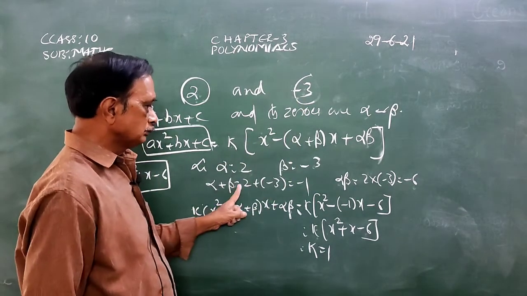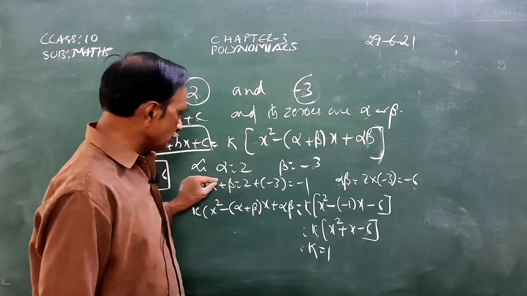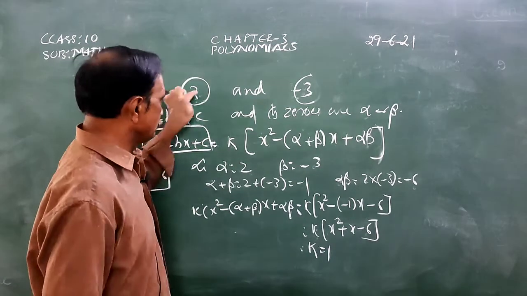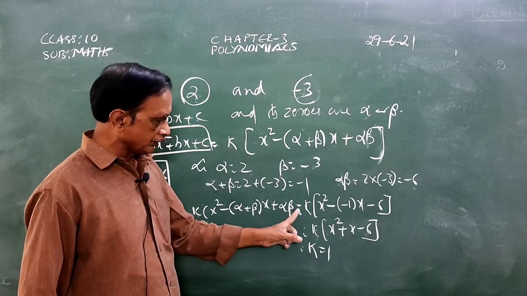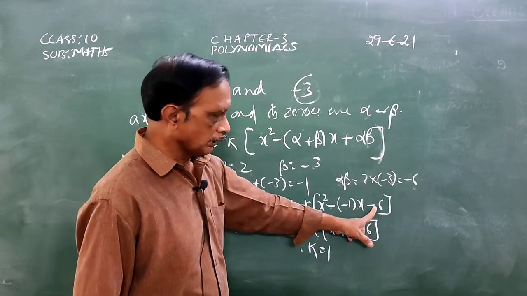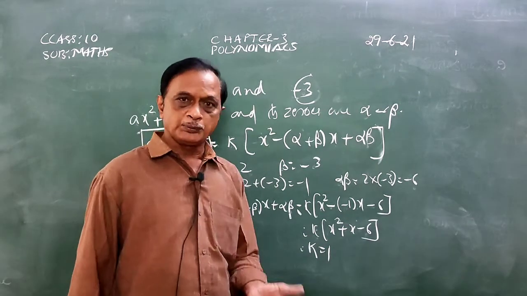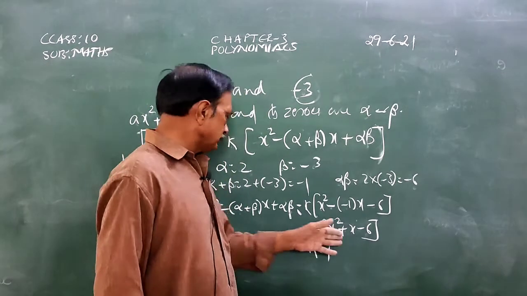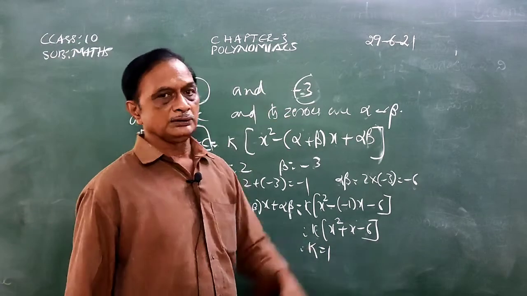Alpha plus beta: 2 plus (−3) is −1. Alpha into beta: 2 into −3 is −6. Put these values of alpha plus beta and alpha beta in this to get ax² + bx + c, that is a quadratic polynomial whose zeros are 2 and −3. Now k(x² − (alpha + beta)x + alpha beta) equals k(x² − (−1)x + (−6)). You can put different values for k, and you get different quadratic polynomials whose zeros are 2 and −3 only. So we put k equal to 1 here, then you get x² + x − 6 as the required quadratic polynomial whose zeros are 2 and −3.